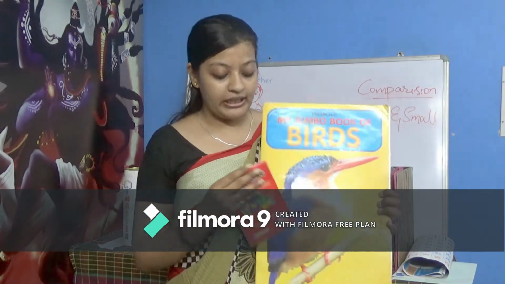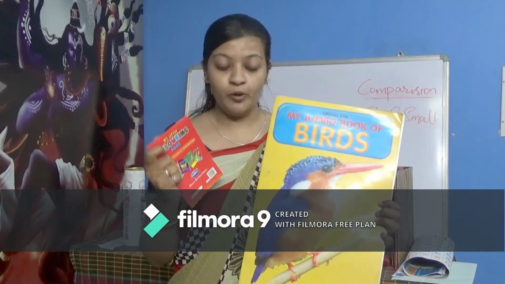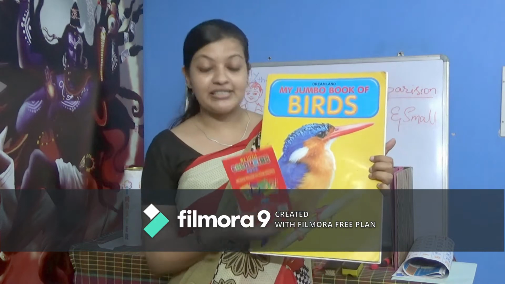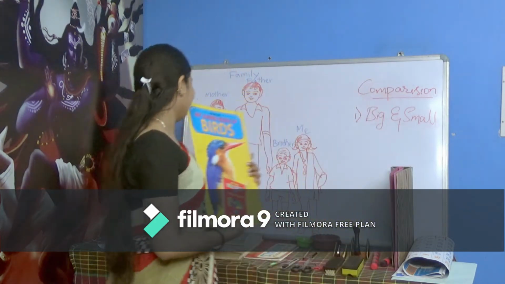And one more article, these are the books. Here I am taking the small book and the big book. Why do we call this a small book? Because its height is less than this height. You can see the comparison here. This is the small book and this is the big book.